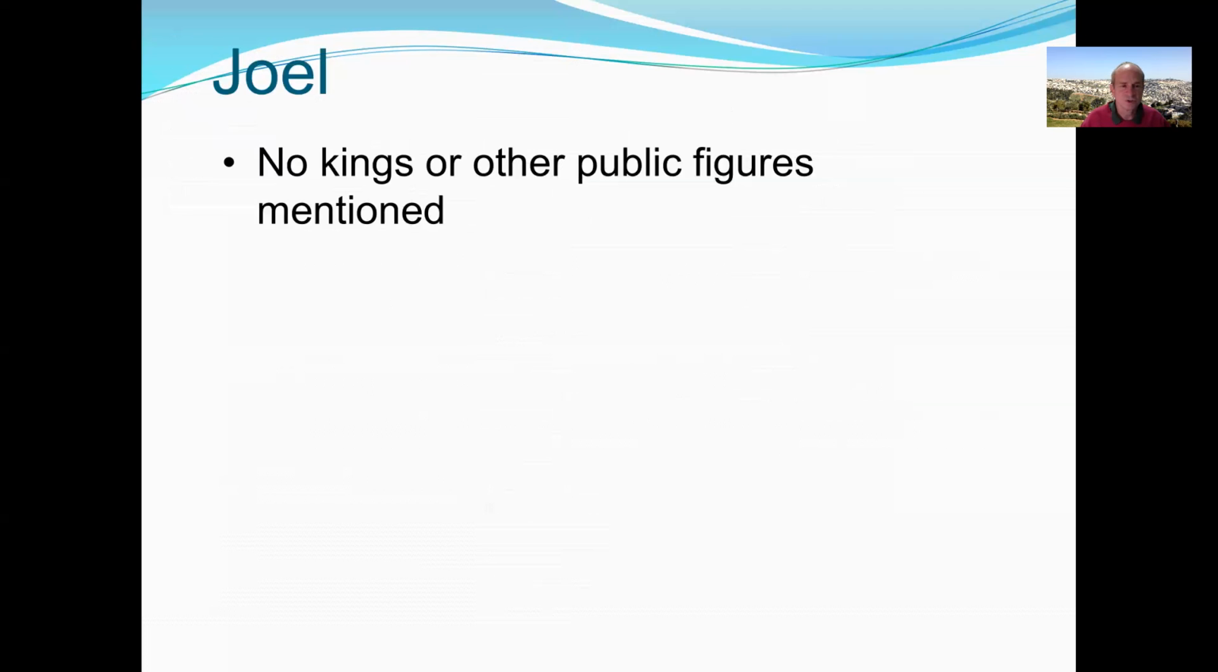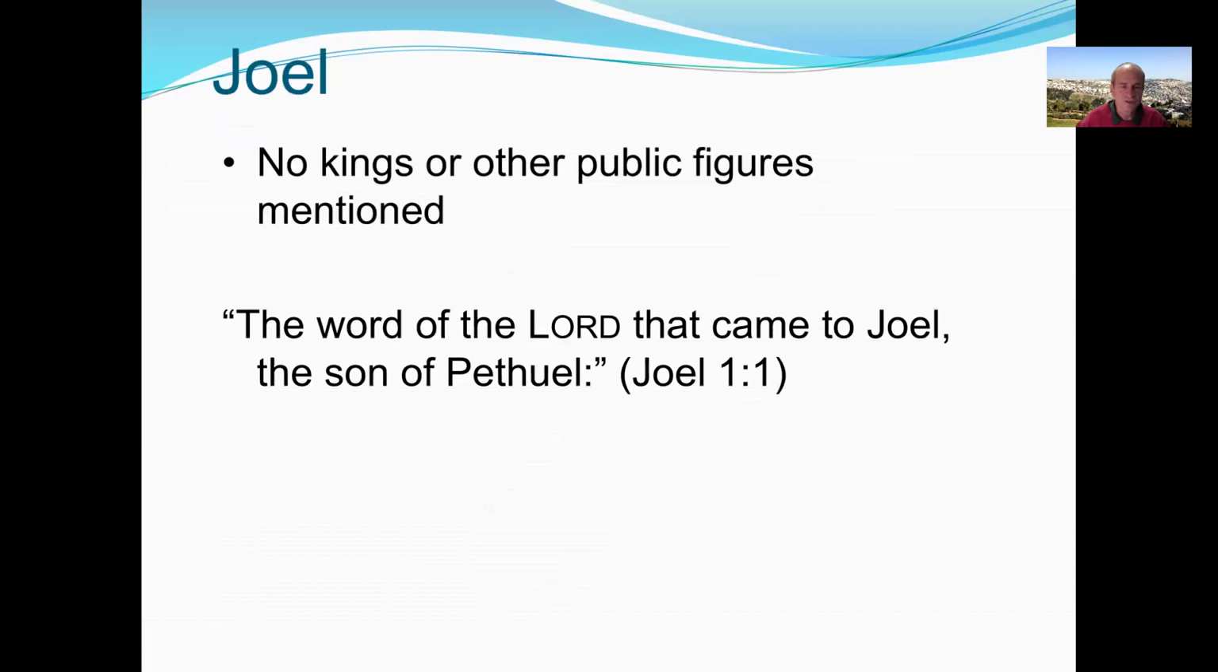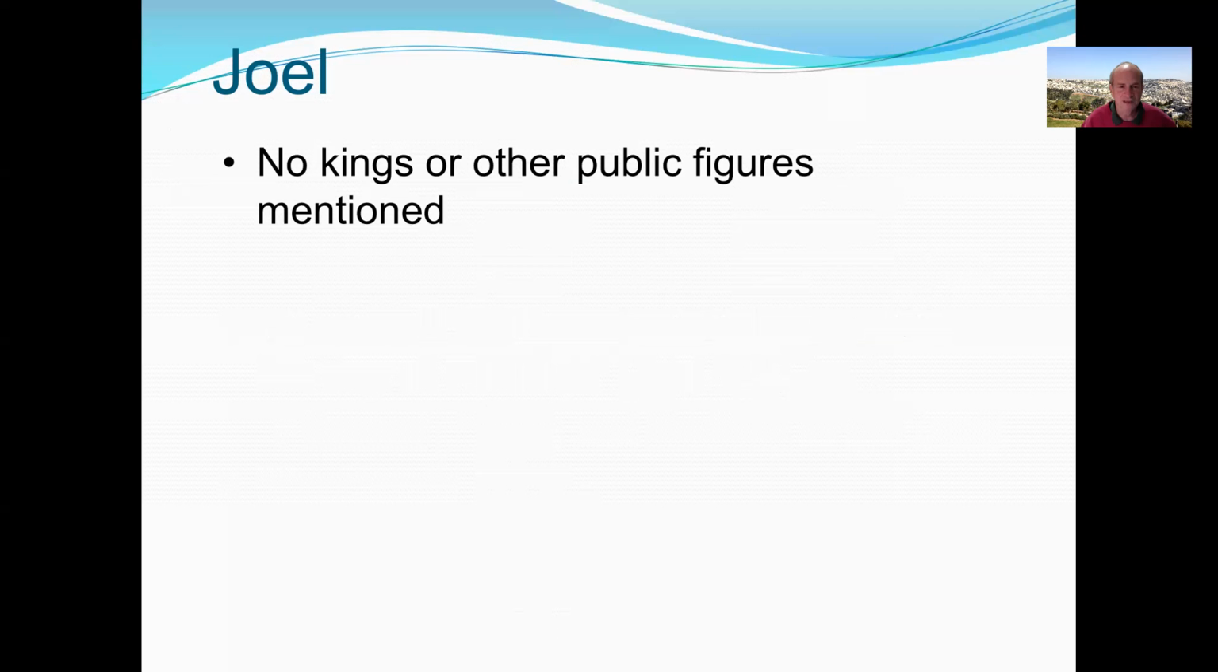Now, in the book of Joel, there aren't any kings or other public figures mentioned. Often at the very first or second verse of a prophetic book, it tells you who was the king. If Joel had done that, then that would have given us a pretty convincing clue as far as when the book was written, but it doesn't do that. It just starts by saying, the word of the Lord that came to Joel, the son of Pethuel. No kings or other public figures mentioned.